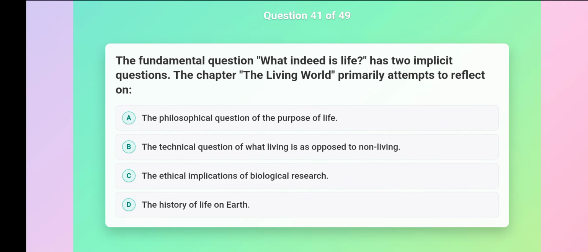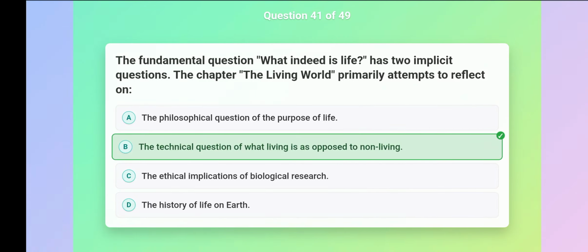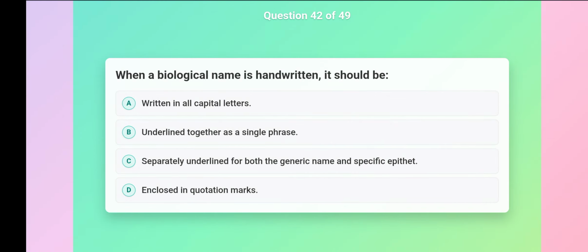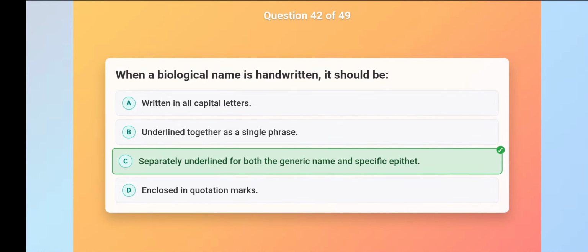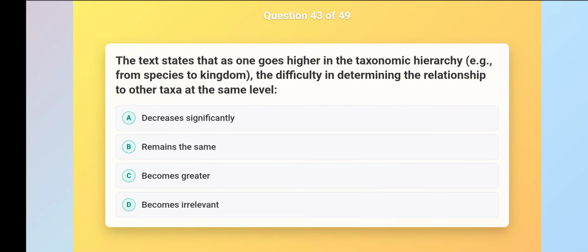The fundamental question, what indeed is life, has two implicit questions. The chapter, The Living World, primarily attempts to reflect on the technical question of what living is as opposed to non-living. When a biological name is handwritten, it should be separately underlined for both the generic name and specific epithet. The text states that as one goes higher in the taxonomic hierarchy, e.g., from species to kingdom, the difficulty in determining the relationship to other taxa at the same level becomes greater.